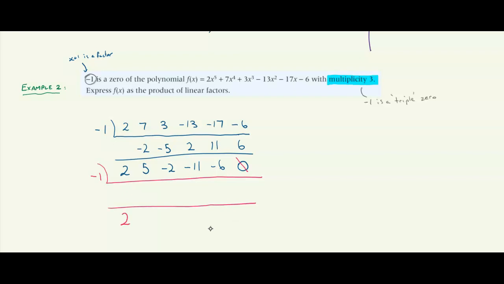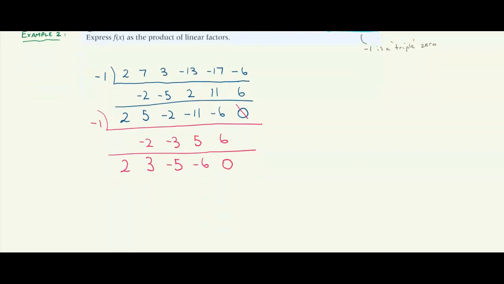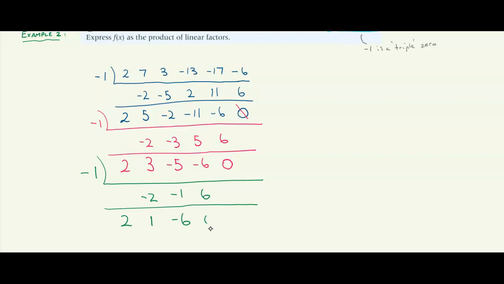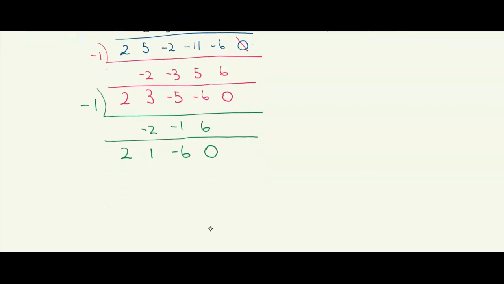2 drops in here. 2 times -1 is -2. Add. Multiply. Add. Multiply. Add. Multiply, add. All right, that's 3. One more to go. So I'm going to use these now, and I'm going to go into green on my third. Bring the 2 down. Multiply, add. Multiply, add. Multiply, add. Satisfying zeros are popping up here.